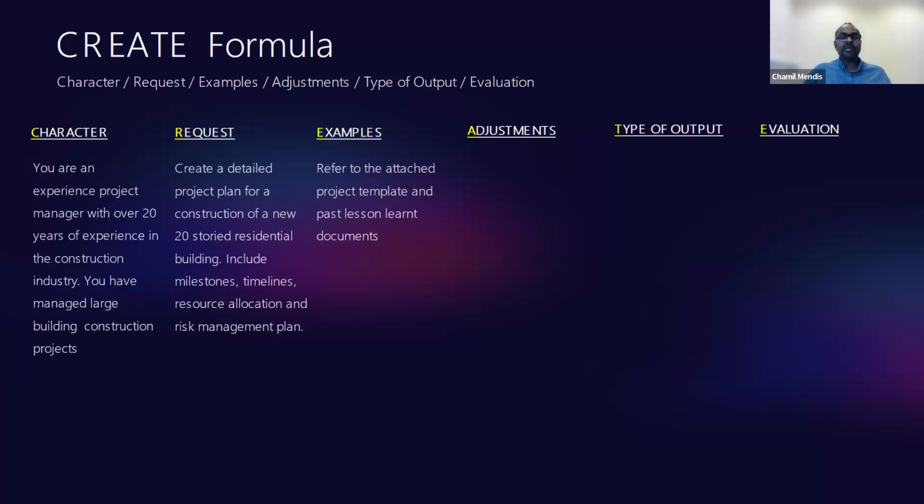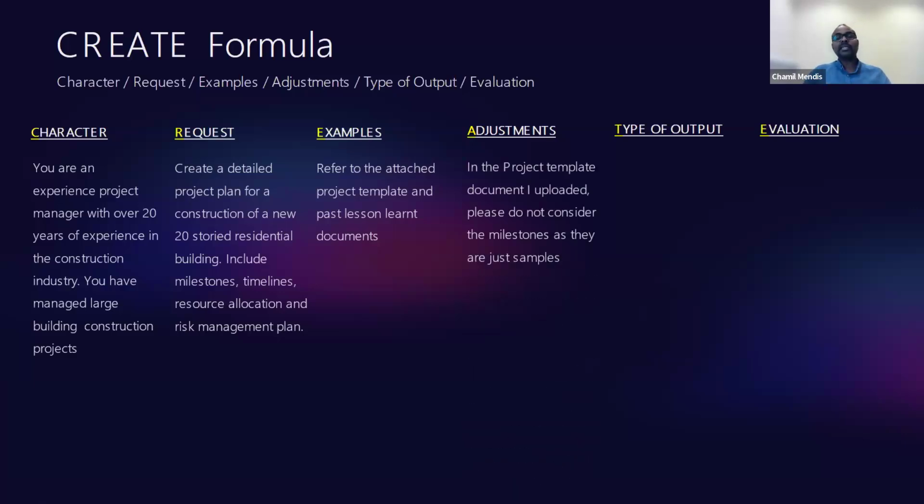So how will you use this? You may have documents, Word documents, Excel documents, or whatever. You can attach them in the attachment section. There is an attachment section on models like ChatGPT, Gemini, Copilot. You can attach directly, and you say refer to the attached project template and past lessons learned documents and whatever previous information. Then in the example section you refer to that attachment for the prompt.